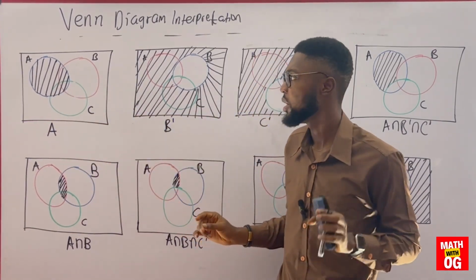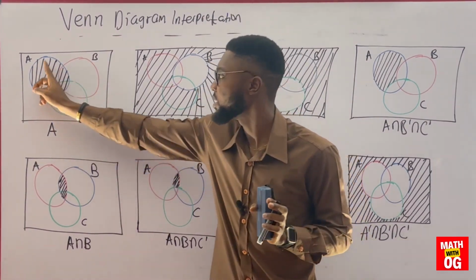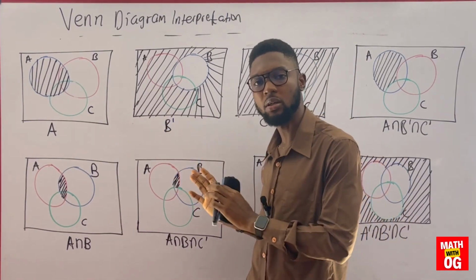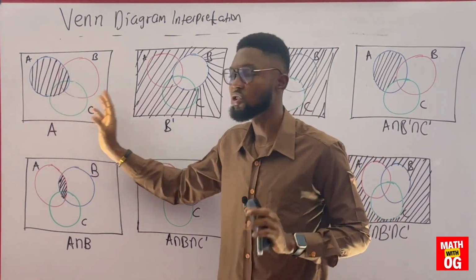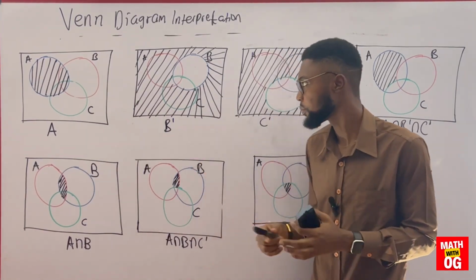Very straightforward. Like I said, everything in A was shaded, not some part of A. So once everything in A is shaded, the answer is A. Once everything in B is shaded only, the answer is B. If everything in C is shaded only, the answer should be C. Now let's move to the next one.